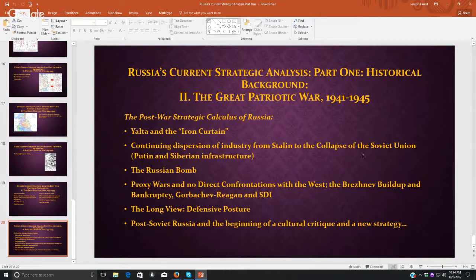So the continuing dispersion of industry continues to the collapse of the Soviet Union and the buildup of Siberian infrastructure. And what do we see? Well, we see Putin stressing the same thing, not only the buildup of Siberian infrastructure, but a kind of Russian version of the Homestead Act to do so, new strictures on abortion inside of Russia to build up the Russian population, tax credits for people having children, and so on.